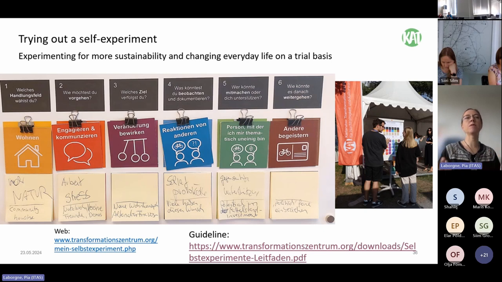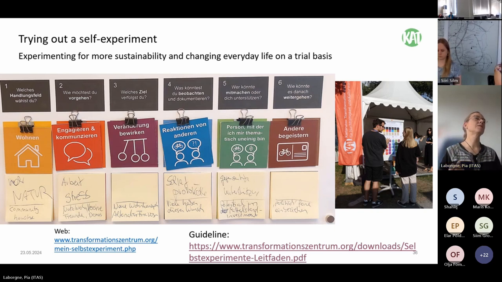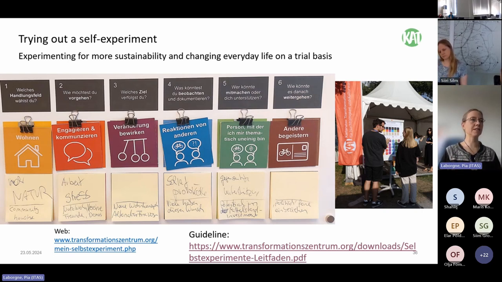It can typically be for one month. We don't want to prescribe them anything. We just want to help them get an idea what they could try out and how they could do it. So typically we go into a conversation, starting with, I'm sorry, this example is in German, a choice of where do you want to start, in which field, like habitation, mobility, food, for example. And then if they choose mobility, we ask, okay, how do you want to proceed?